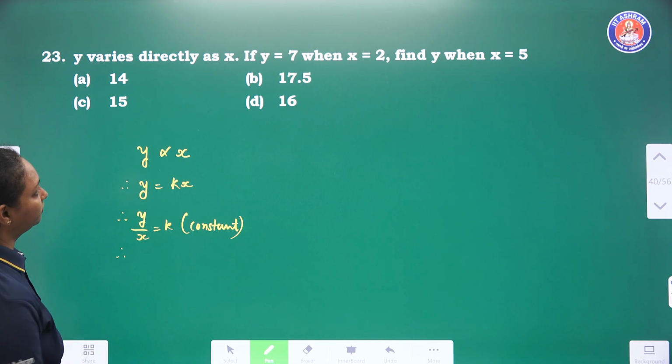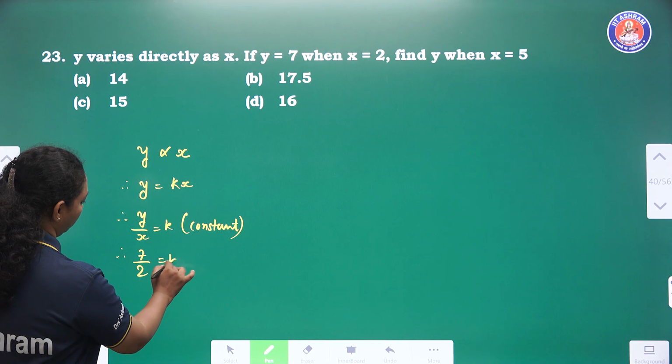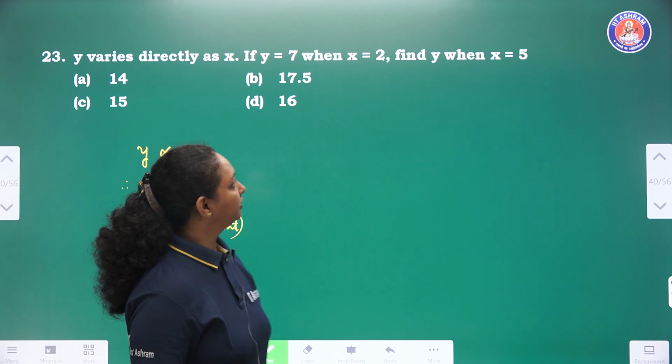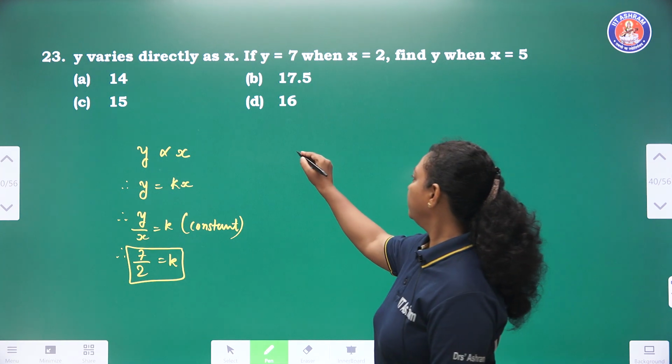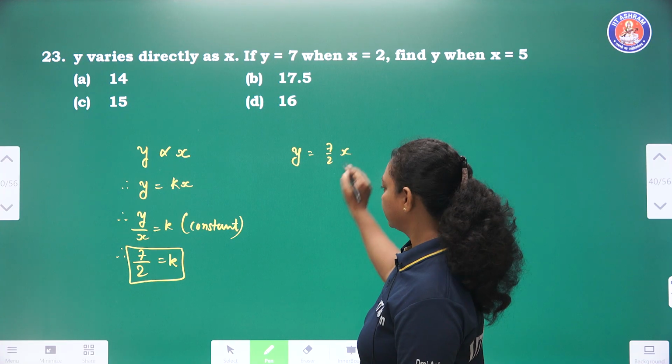What is the value of Y? 7. At that time X is 2. So K is equal to 7 by 2. Now we have to find the value of Y when X is equal to 5. So we know that Y is equal to 7 by 2 of X.